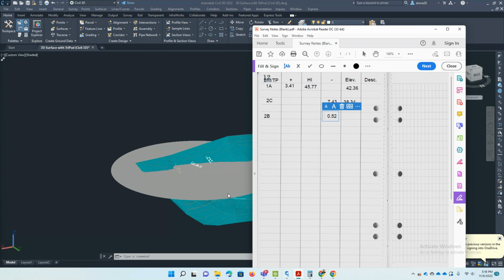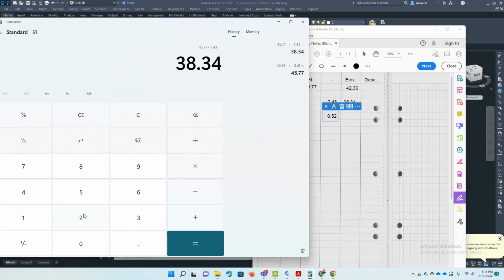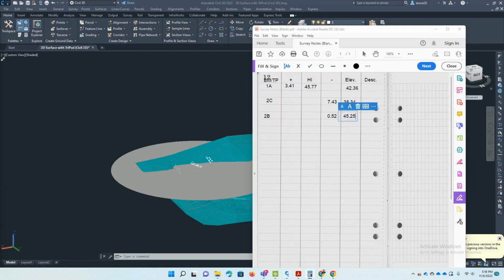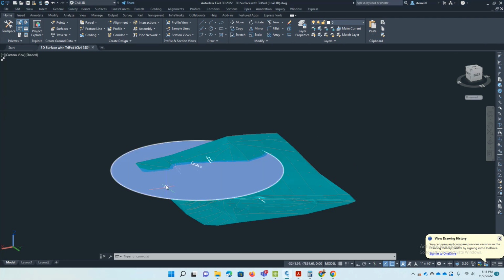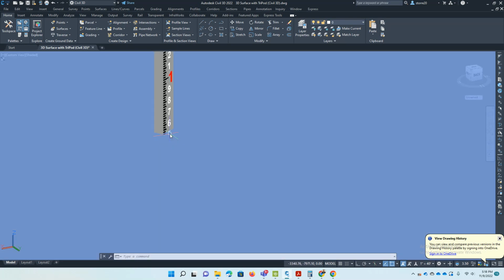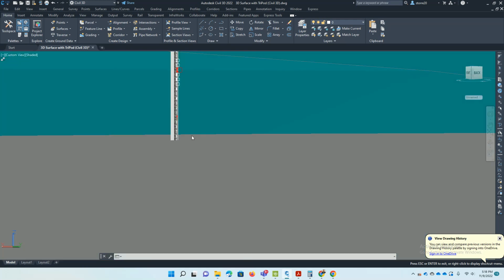And it's going to be minus the HI. Remember, right now I haven't moved it, so it's still an HI of 45.77. So I'm going to take the 45.77 minus 0.52 equals 45.25. I'm going to go ahead and write that down. 45.25. That will be the elevation on the ground. And it's a minus because I'm reading the rod from the 45.77 HI and then reading downwards towards the ground to get the elevation on the ground.